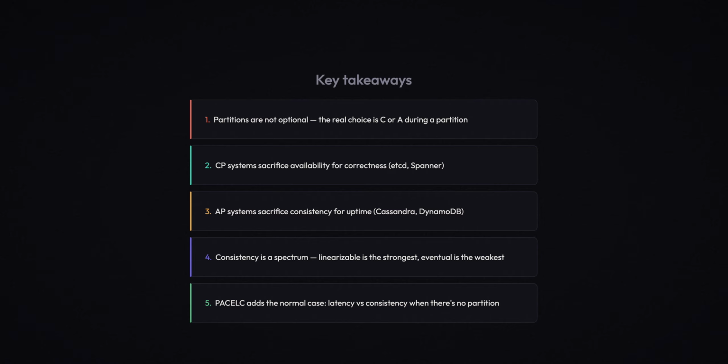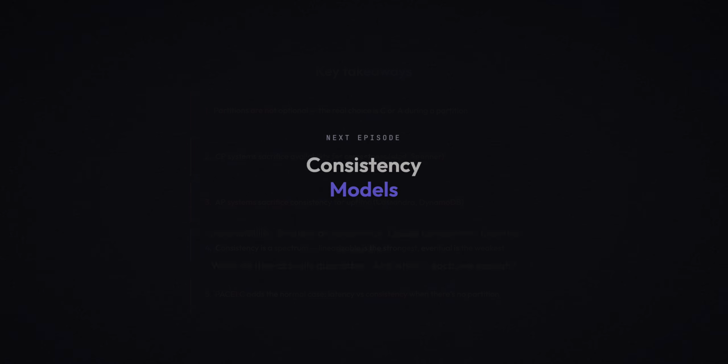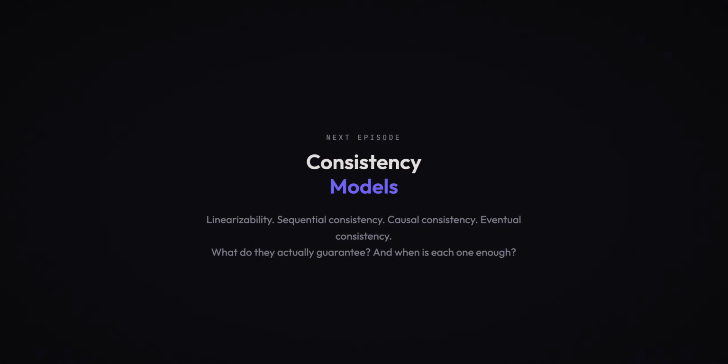In the next episode, we dive deep into that consistency spectrum. Linearizability, sequential consistency, causal consistency, eventual consistency. What does each one actually guarantee? What can go wrong with each? And when is the weakest model surprisingly sufficient? This is where theory meets database design.